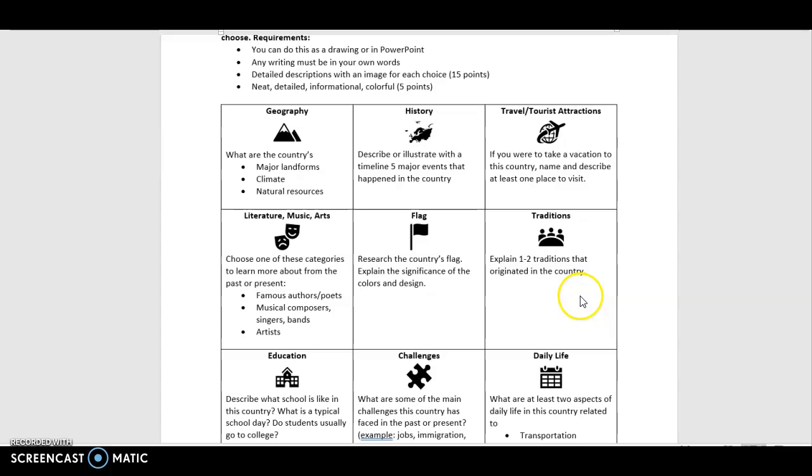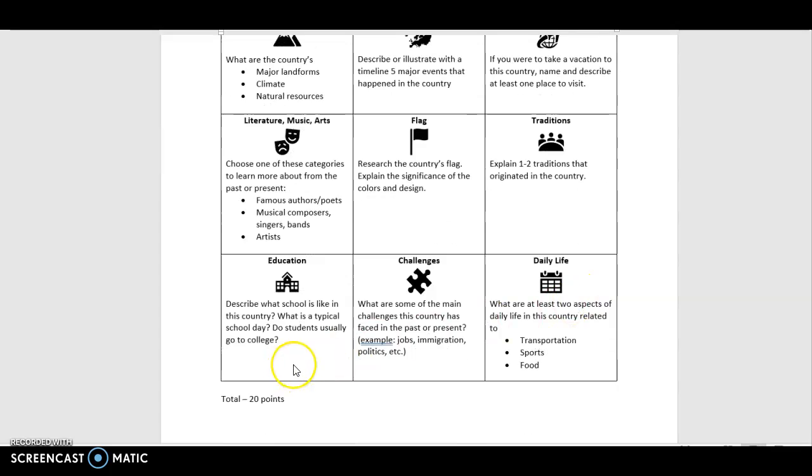Traditions, you'll explain 1 or 2 traditions that originated in that country. For education, describe what the school is like in the country. What is a typical school day? And do students usually go to college? So you might make some comparisons between education in that country and education in America. Challenges. What are some of the main challenges this country has faced in the past or present? Look at current events, what's happening in that country.